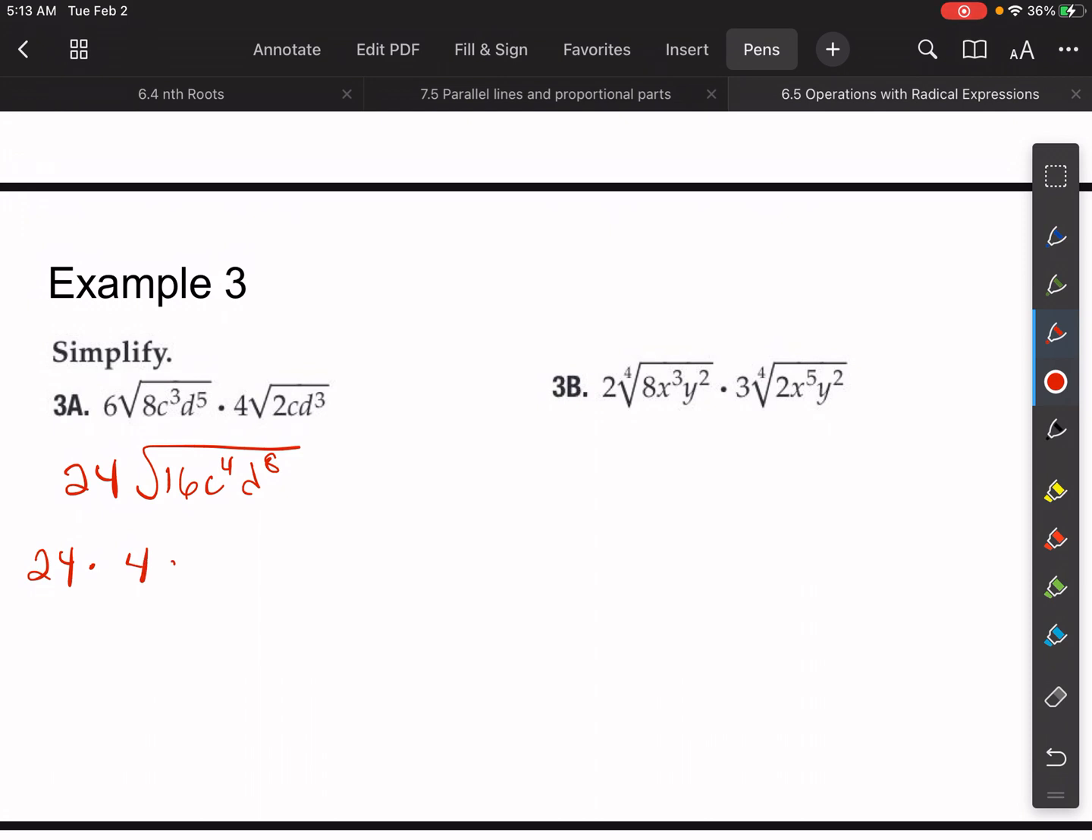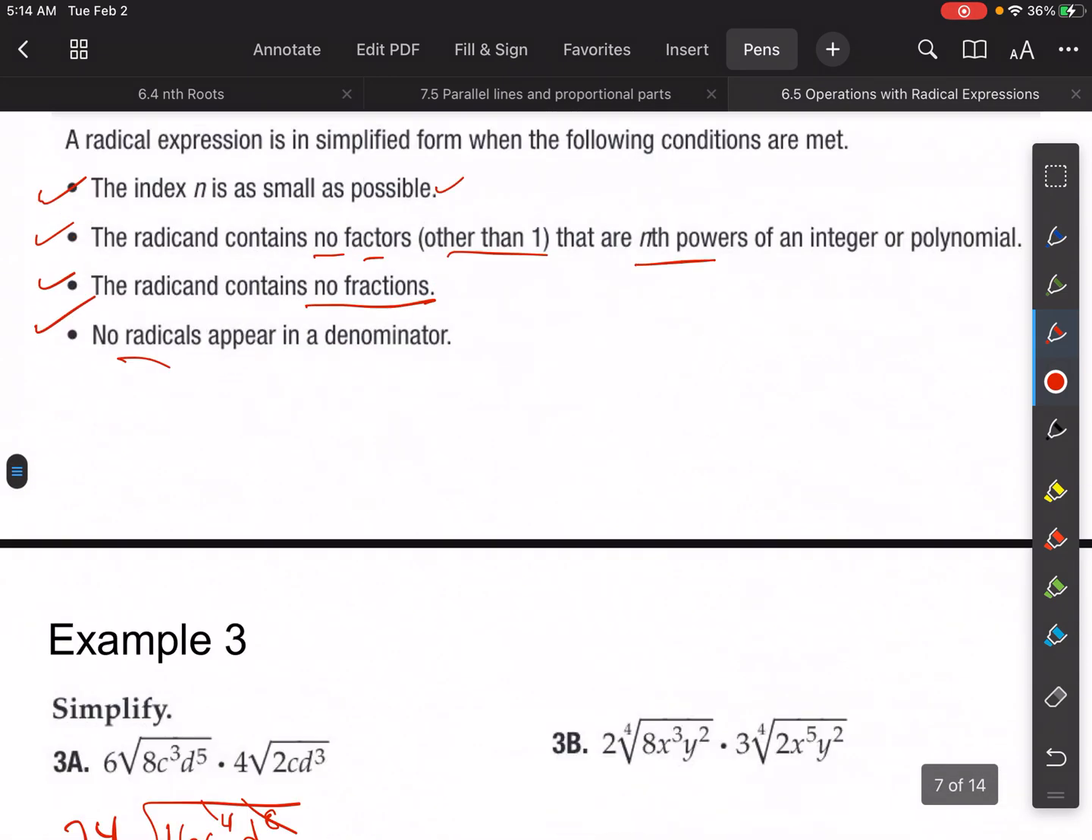Square root of c to the fourth is c squared. The square root of d to the eighth is d to the fourth. Notice I just cut those exponents in half when I took the square roots. Okay, so 24 times 4 gives me 96 c squared d to the fourth. And I'm done.